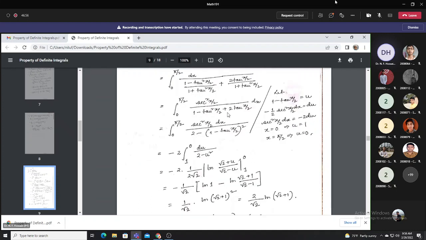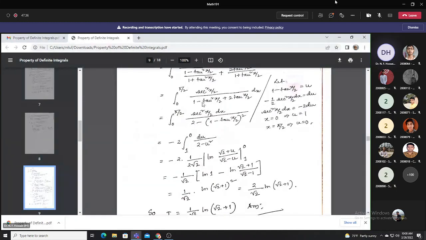So now you try to write a whole square involving this tan x by 2. Rearranging the terms, you can write it like this: 2 minus (1 minus tan x by 2) whole square, and then let us take a substitution. Suppose 1 minus tan x by 2 equals u. So this gives you minus half sec square x by 2 dx equal to du. So sec square x by 2 dx will be minus 2u du. And the limits will change. When x equals 0, u will be 1. And when x equals pi by 2, that means tan pi by 4, which is 1, so the value of u will be 0. So the limit will be 1 up to 0.